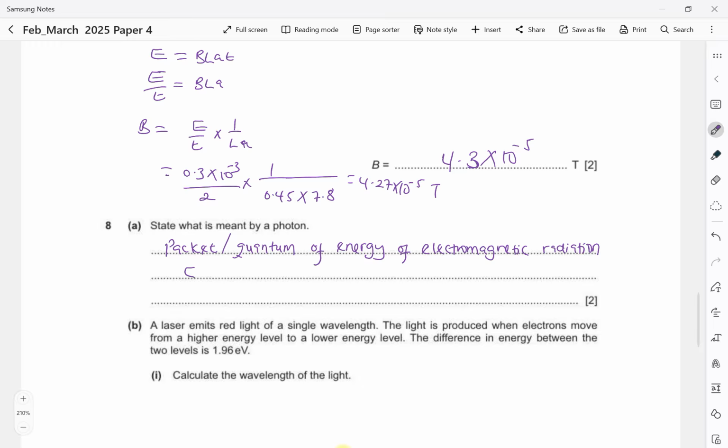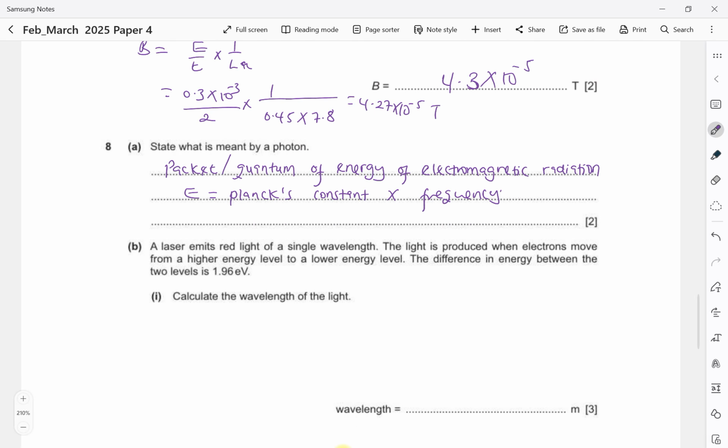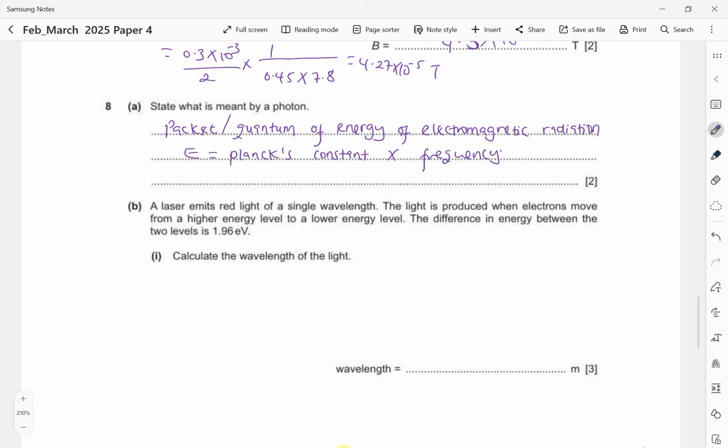And of course, we know that the energy is equal to Planck's constant times the frequency. I always encourage my students to write as many details as possible, as long as they have time, to already score full credit. A laser emits red light of a single wavelength, so it's monochromatic.